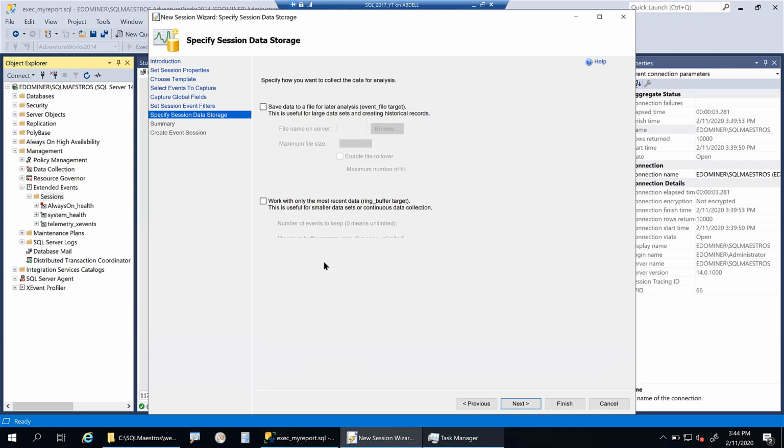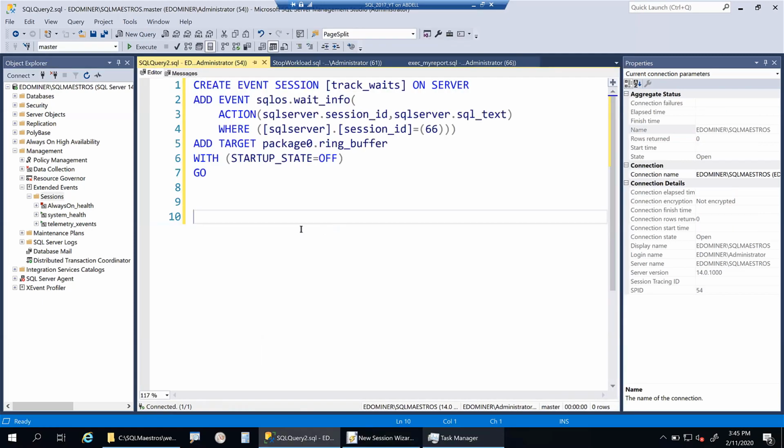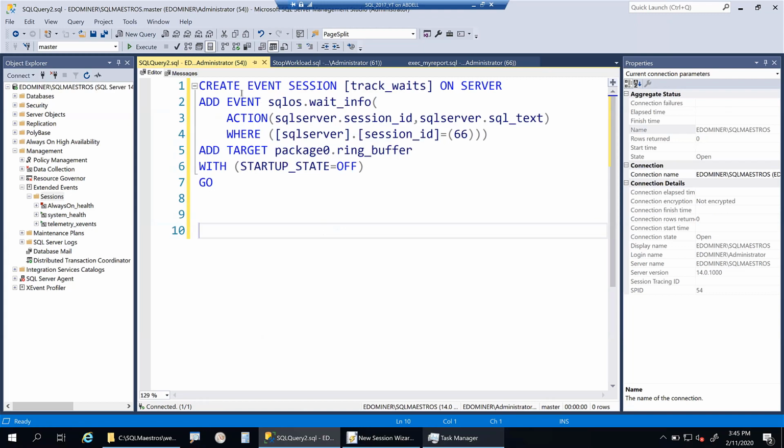Now, let's take this as a classic example where you're trying to capture wait information, but Profiler does not really have an event that will allow you to capture that information. I want to put this data in the ring buffer, which is in memory. And let's script this out for you to see it later. This is what the code looks like. As you can see, I'm creating an event session called track_waits. My package is sqlos, which stands for operating system, and my event is wait_info.